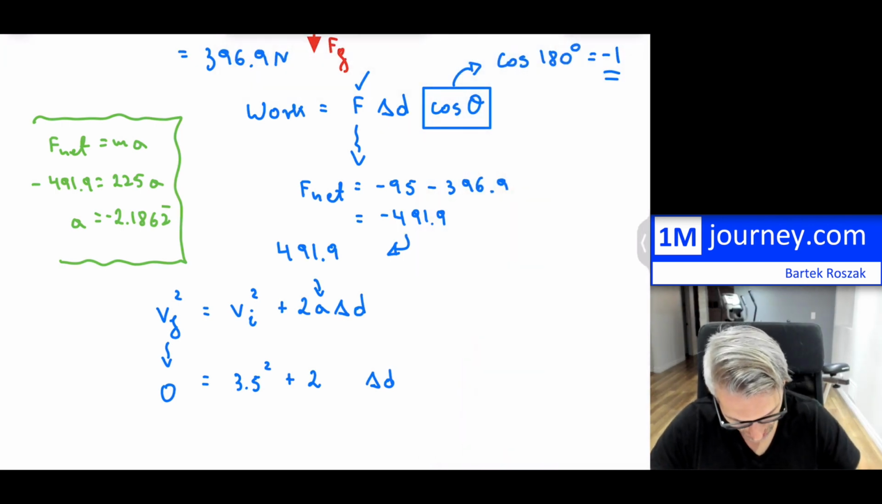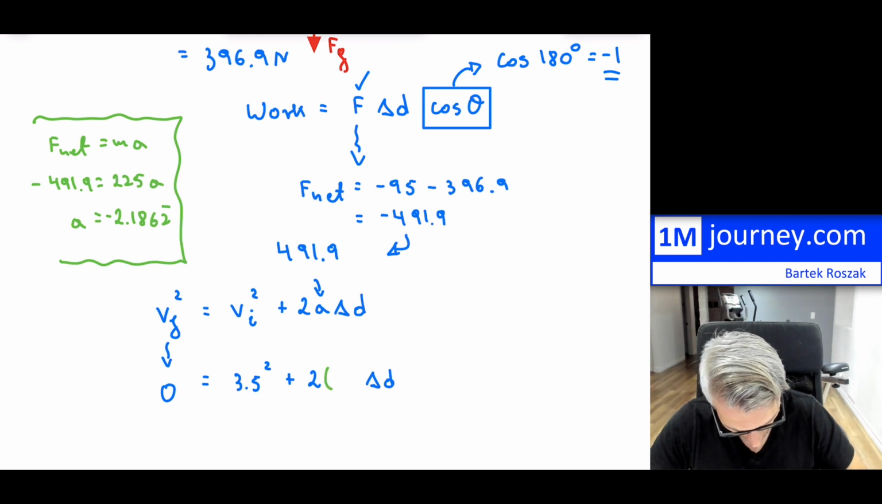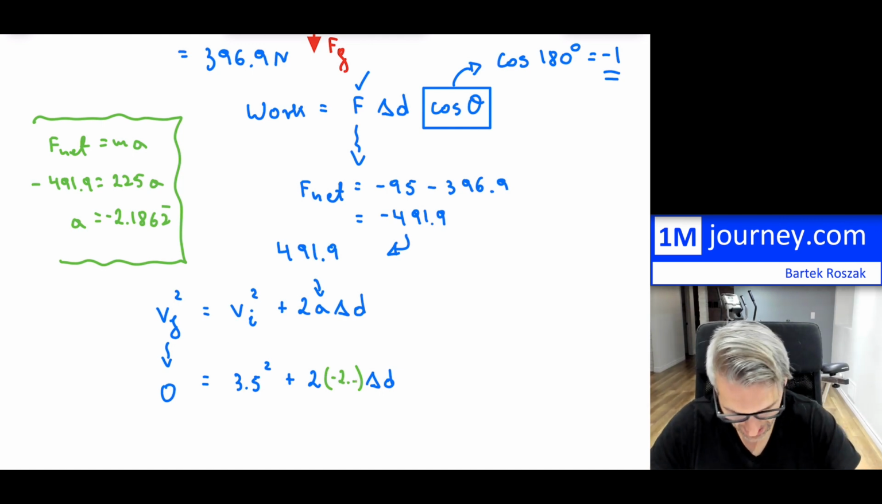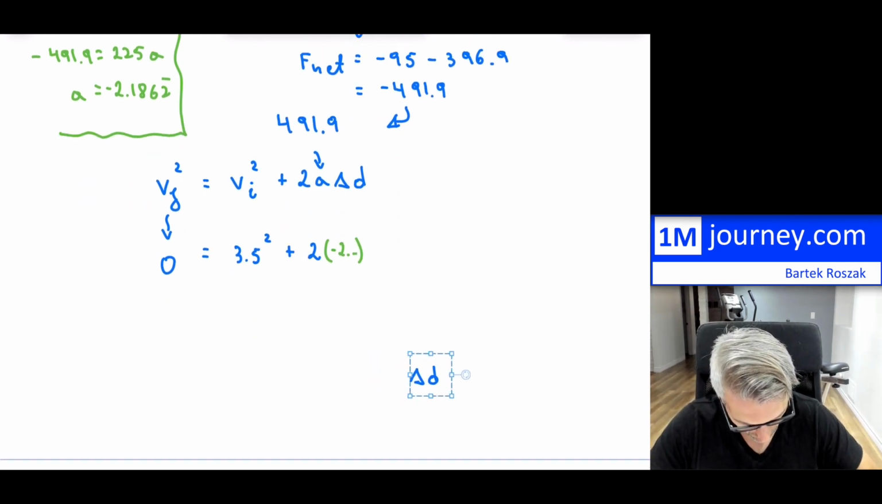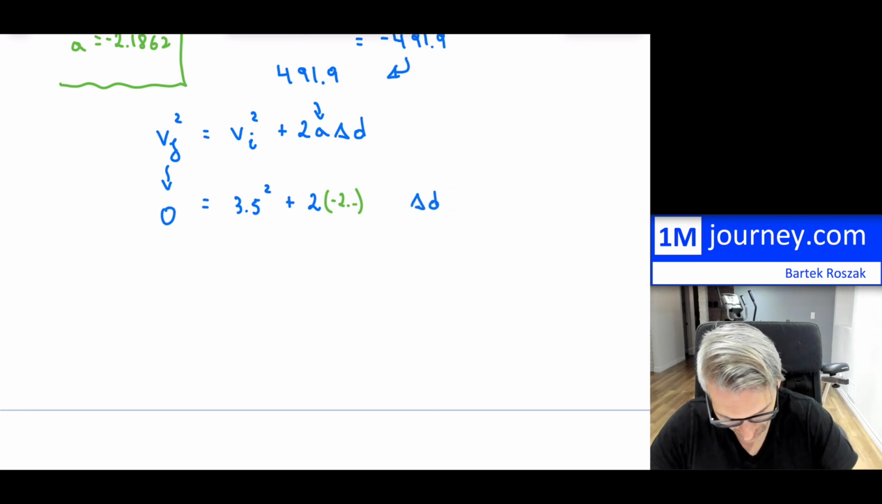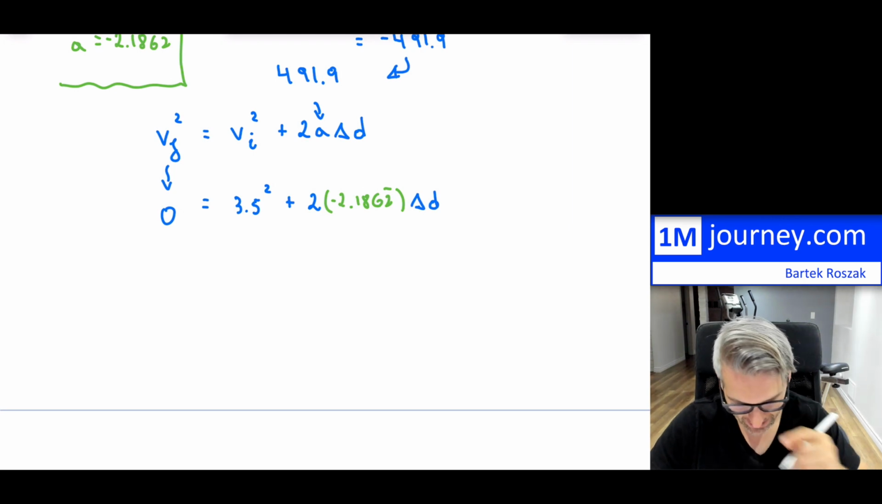I'm going to keep this on here. So that's that acceleration, and I can put that in here. Sorry, I'm running out of space, so I'm going to have to shift this over, and that way I won't run out of space. Let me clean this up a little bit. So negative 2.186. Okay, and I'm not rounding anything at the moment.